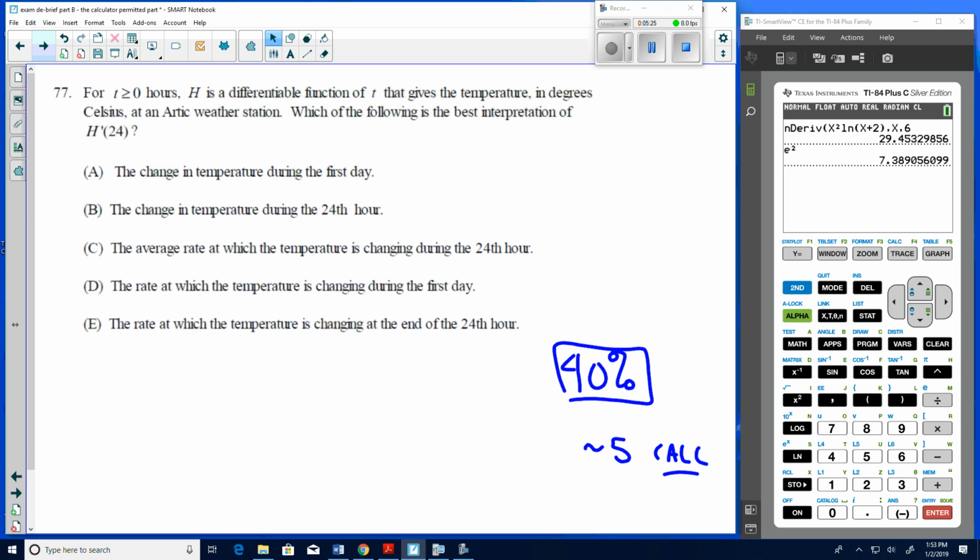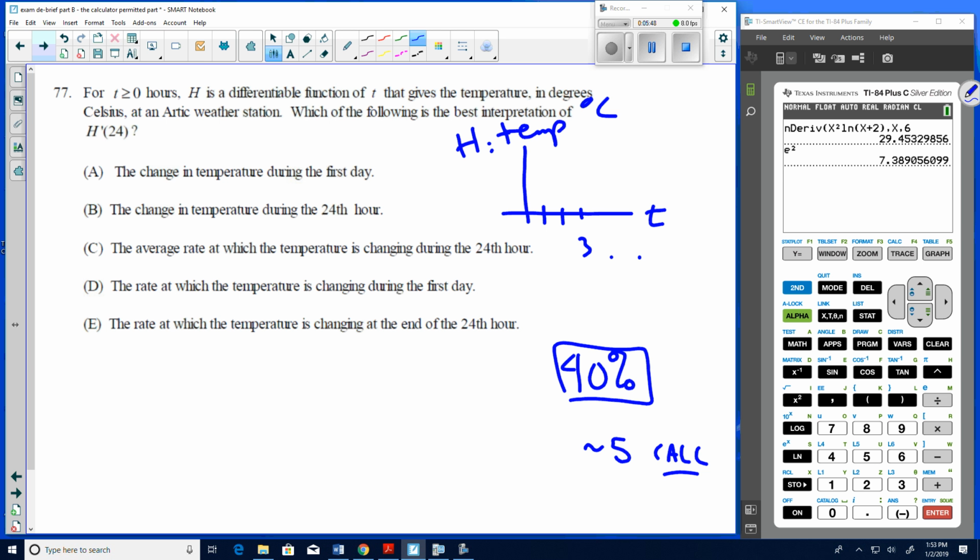The temperature in degrees Celsius at a weather station for t hours. So you can imagine there's a t graph, and this is temperature in degrees Celsius, and this is h, right? h is the function that gives the temperature in degrees Celsius, and t is ticking off in hours, 0, 1, 2, 3, and so forth. What is the best interpretation of h prime?